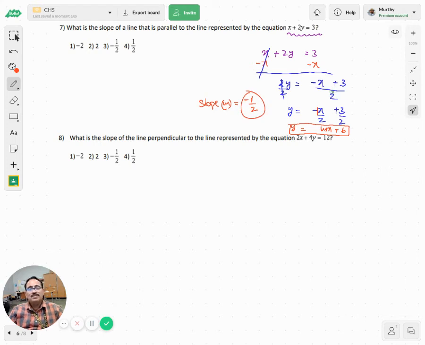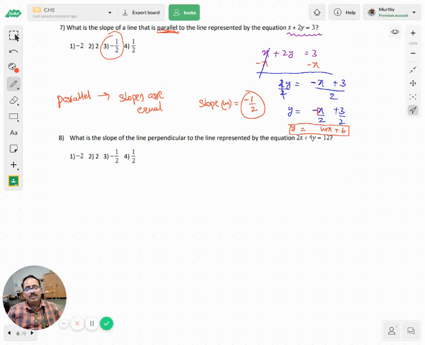Now the question is parallel. So if two lines are parallel, please remember, for parallel lines, their slopes are equal. Slopes are equal. So equal slopes means I go with option 3.